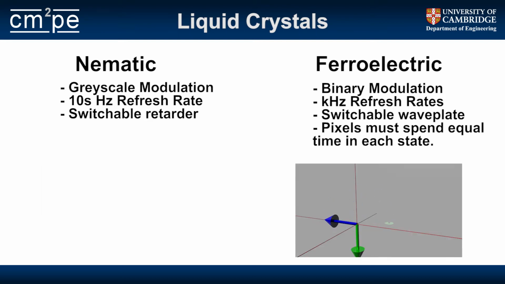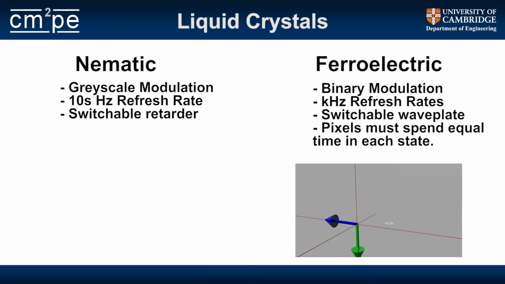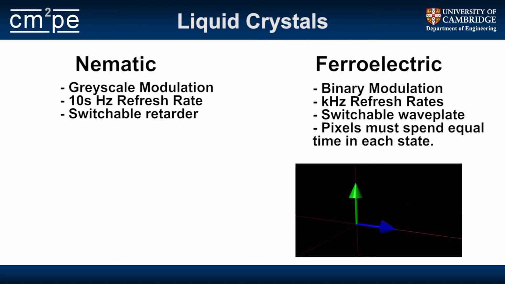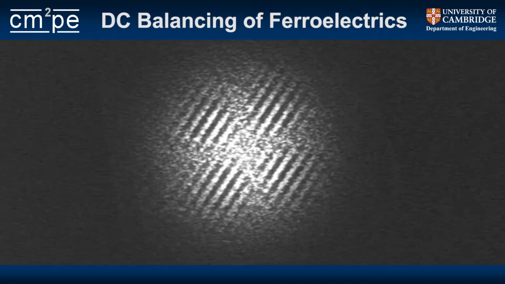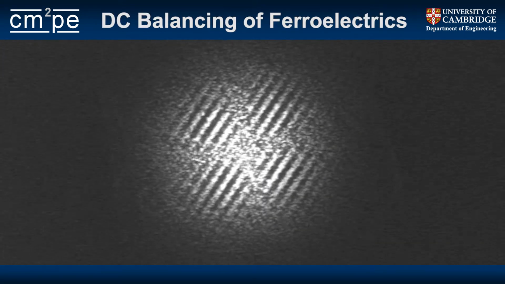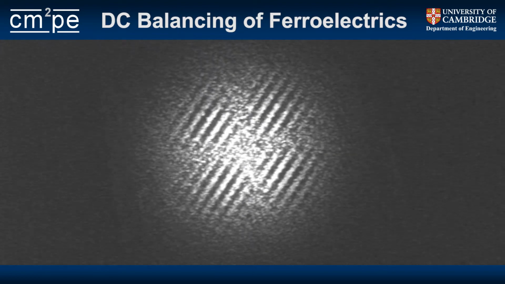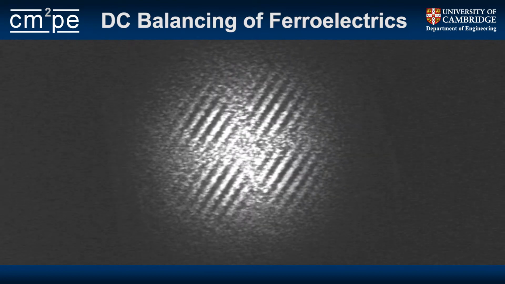Ferroelectric liquid crystals work in a slightly different way. They have binary modulation, only two phase states, 0 or pi, but they have kilohertz refresh rates, and they act on polarization as switchable wave plates. Each pixel is like a little wave plate you can program at two different orientations. However, the pixels must spend an equal amount of time in each of their two states, or the liquid crystals will decompose over time, which makes refreshing the SLM more complicated, but you can get around it.